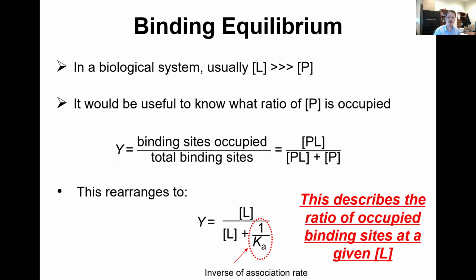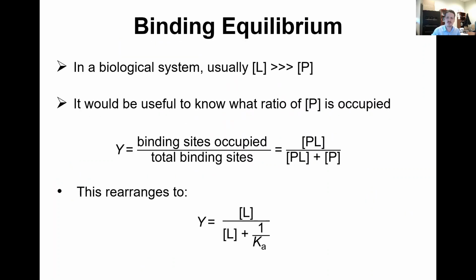I'm going to go back to where I was before. Now, in a biological system, you're usually going to have a lot more ligands than you are protein. You're going to have a lot more oxygen in your body than you are hemoglobin. There are a lot more molecules of oxygen than there are molecules of hemoglobin. So because of that, it'd be quite handy to work out at different concentrations of ligand, how full does the protein get? And if you think about it, if you supply the protein with more ligand, it's going to get more full.